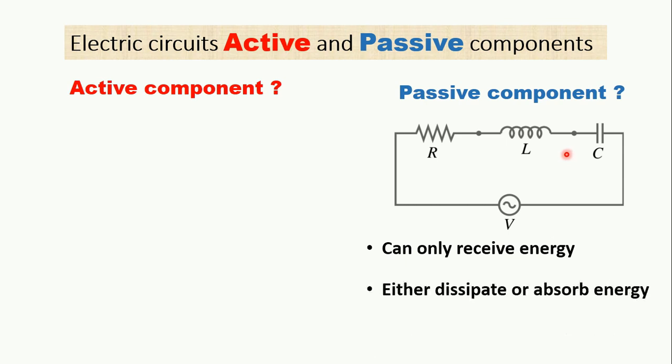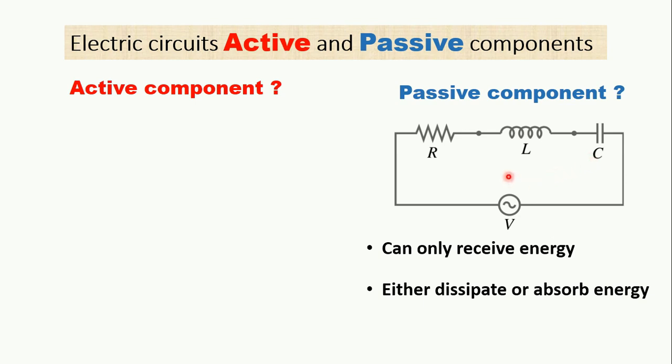And then the behavior will be different. It can either dissipate the energy in the case of a resistor, or absorb the energy in the case of an inductor and capacitor, if they are ideal and there is no parasitic resistance inside them, which is something ideal that we don't have.